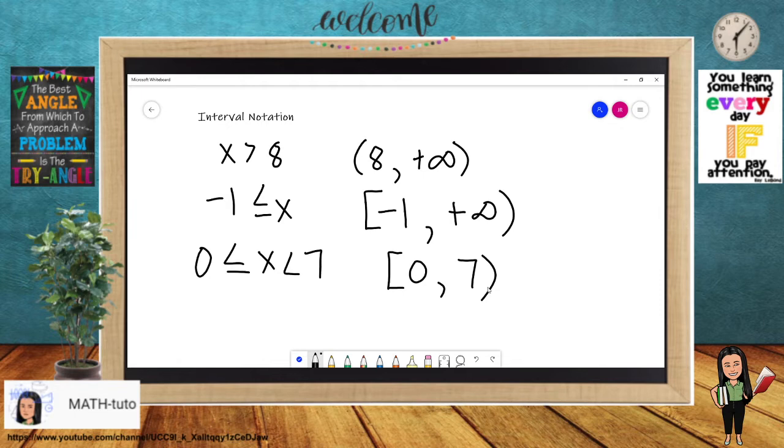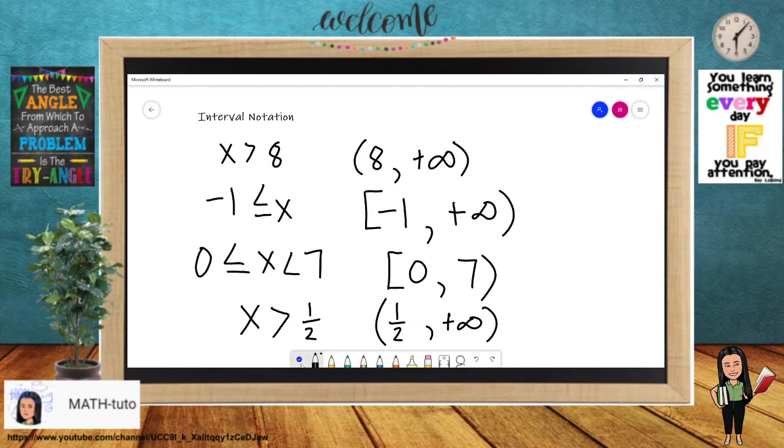Sige, let's add some more examples. X is greater than 1/2. Basta, ibig sabihin, kapag hindi natin alam yung dulo, we use infinity. Kagaya nito, x is greater than 1/2. So, we have 1/2 on one end, infinity on the other end. Pero dahil greater than, yung values ng x greater than the number indicated, then positive infinity yun. Okay?